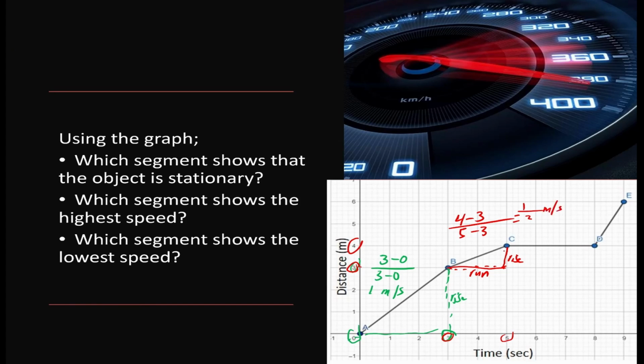What about CD? This is the run. Where is the rise? No rise. This means the rise is 0 divided by the run. So the speed here equals 0. So it is at rest, a stationary object.